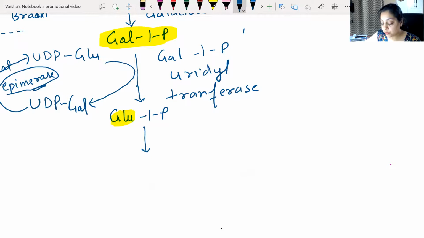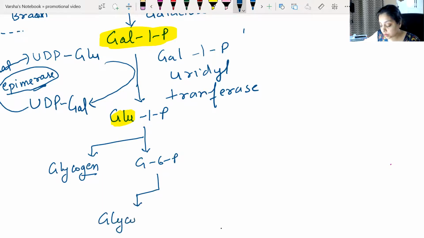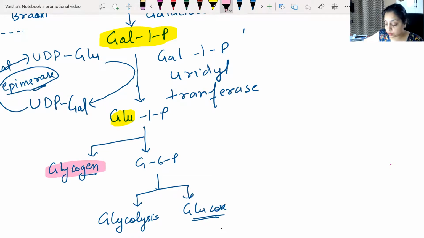Okay, so glucose 1-phosphate. Where have you seen glucose 1-phosphate? In the glycogen synthesis. If you have not seen it, then you will see it in the glycogen synthesis. Otherwise, this glucose 1-phosphate can be converted into glucose 6-phosphate. Where do you see glucose 6-phosphate? In the glycolysis, right? And also in the last step of gluconeogenesis, where it is converted into glucose, right? So these are the three fates, either to go towards glycogen synthesis, glycolysis, or gluconeogenesis. These are the three fates of the galactose.